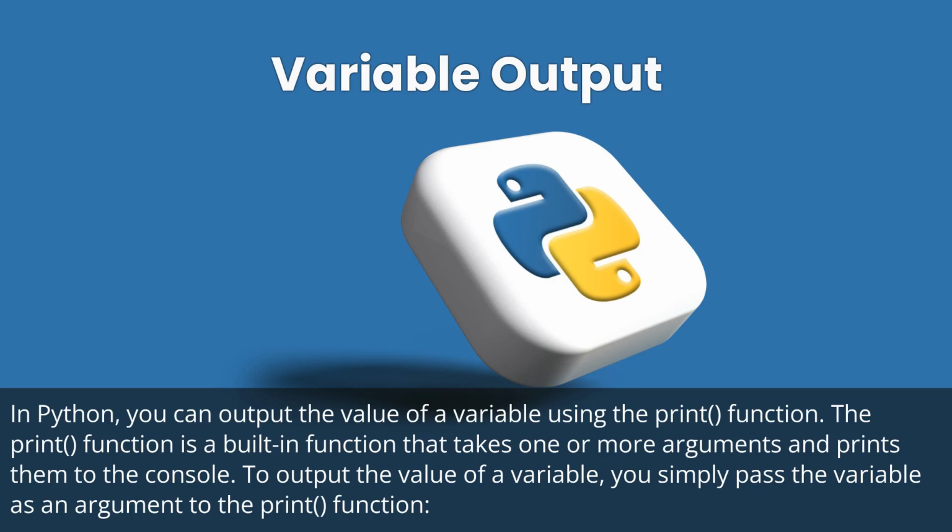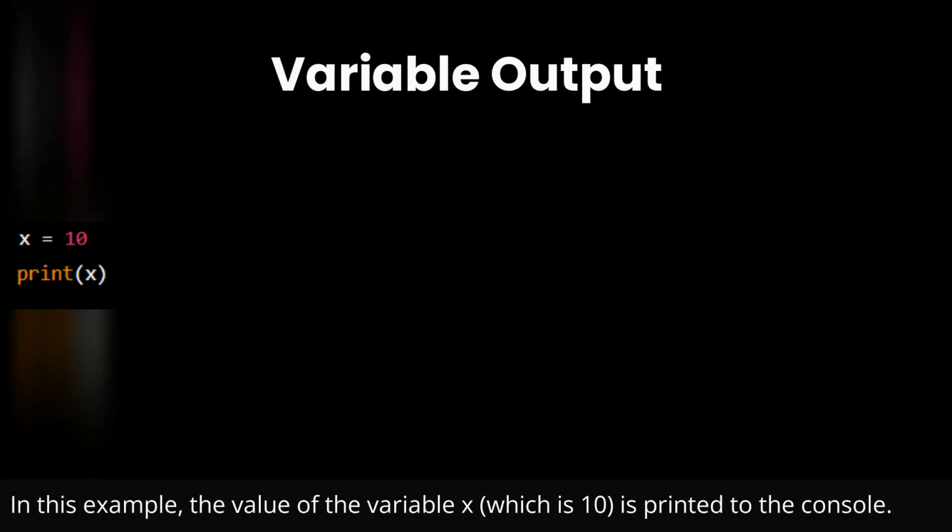In Python, you can output the value of a variable using the print function. The print function is a built-in function that takes one or more arguments and prints them to the console. To output the value of a variable, you simply pass the variable as an argument to the print function. In this example, the value of the variable x, which is 10, is printed to the console.